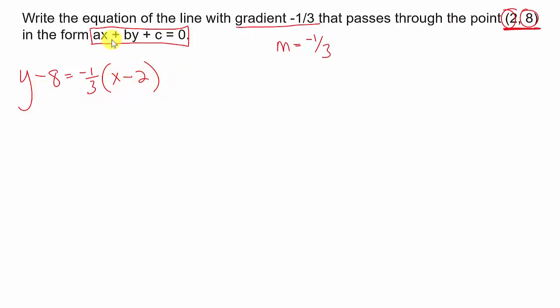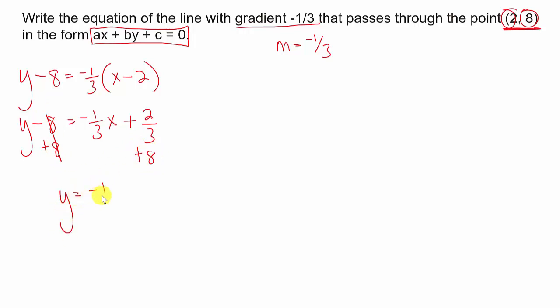If it hadn't asked me for this, I would be done, but now we're going to go ahead and simplify this a little bit. So we're going to distribute the -1/3, and that's going to give me -1/3 x plus 2/3. Now, my goal is not to get slope-intercept form where I get y by itself, but it's often easier to just go ahead and do that, to combine like terms. So we're going to add our 8 here, and we're going to add our 8, and we're going to get y equals -1/3 x. And when I do 2/3 plus 8 in this instance, I'm going to get 26 over 3, okay?